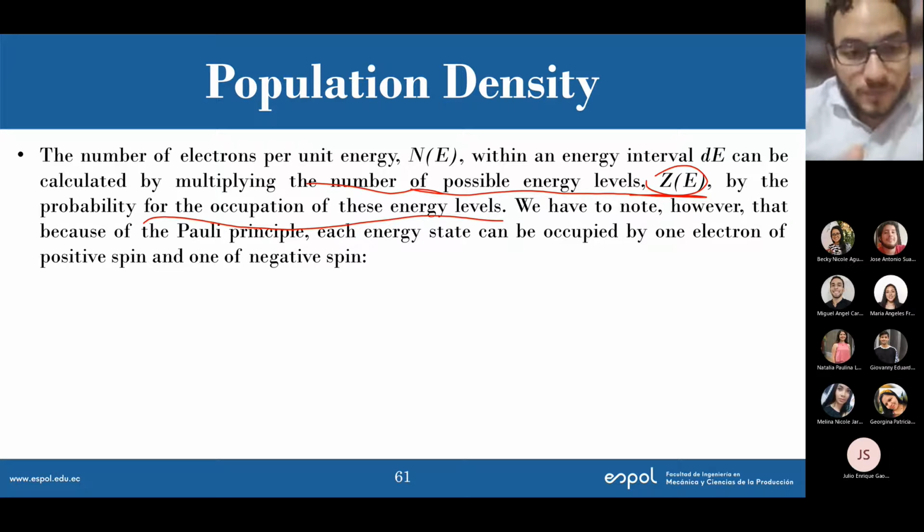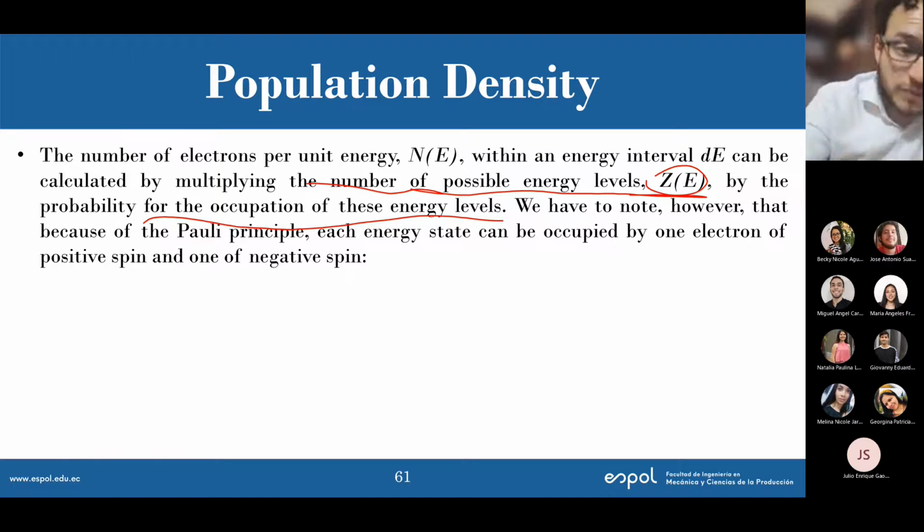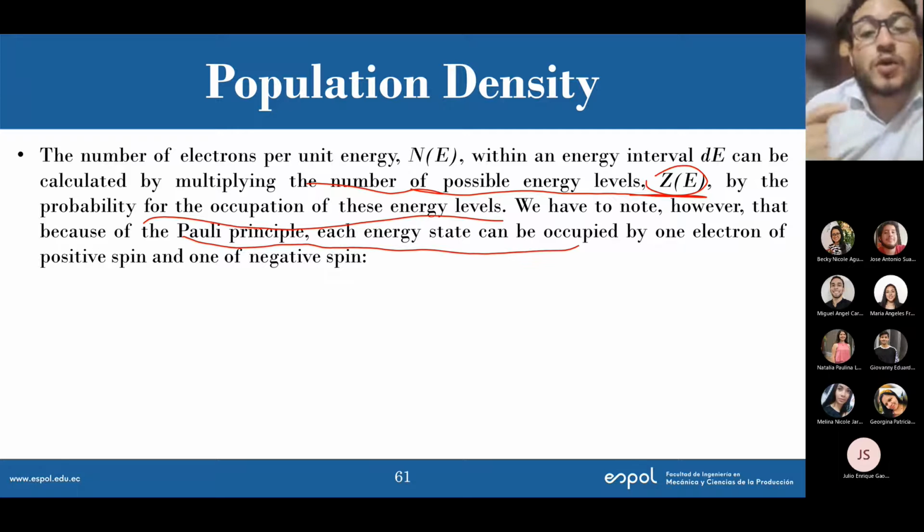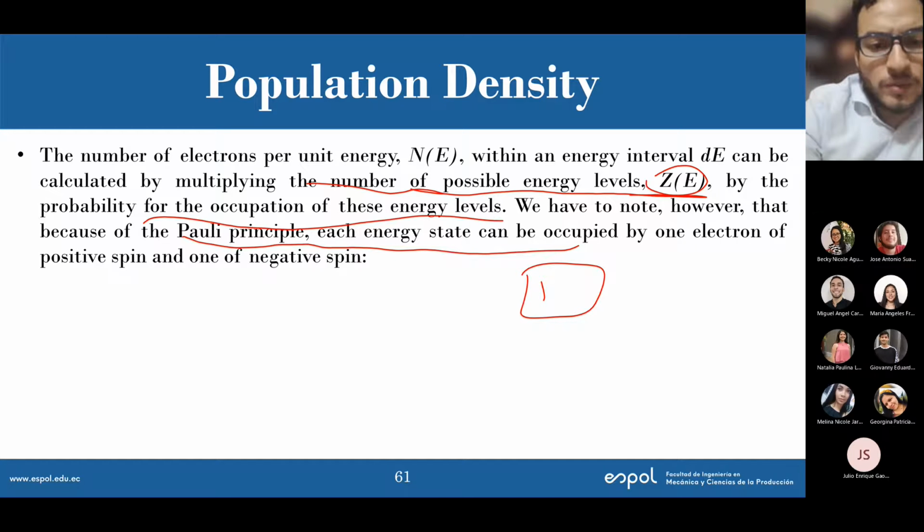However, remember the Pauli principle, and you should have learned this already. The Pauli principle tells me that each energy state can be occupied by 1 electron of positive spin and by 1 electron of negative spin. I'm sure you guys saw that, right? Remember the spins of the electrons.